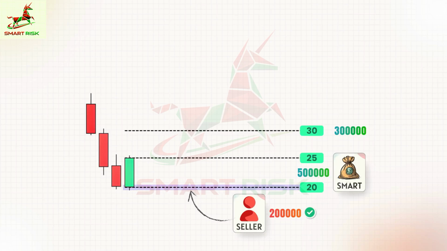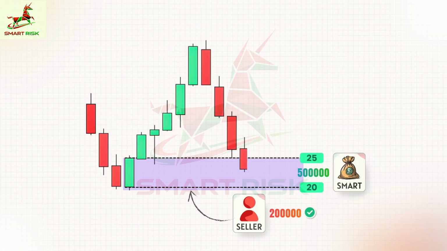This is exactly why big institutional buyers and sellers never place their entire order at a single price point. Instead, they spread their orders across a zone. They place orders in layers at slightly different levels within a defined area. And if for some reason all their orders don't get filled on the first visit, smart money will engineer a move to bring the price back to that exact same area to fill the remaining pending orders.